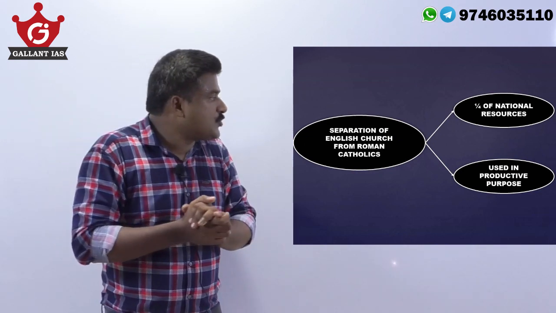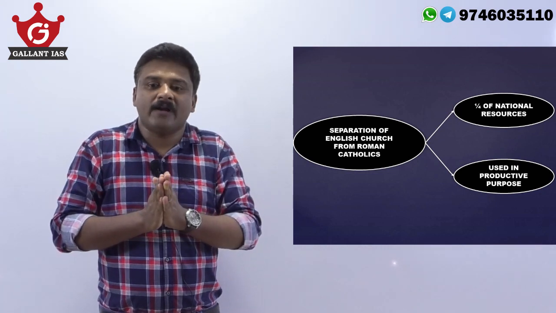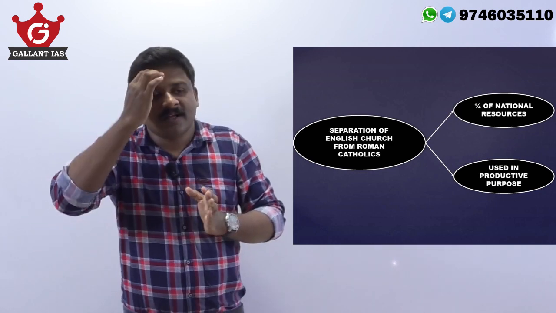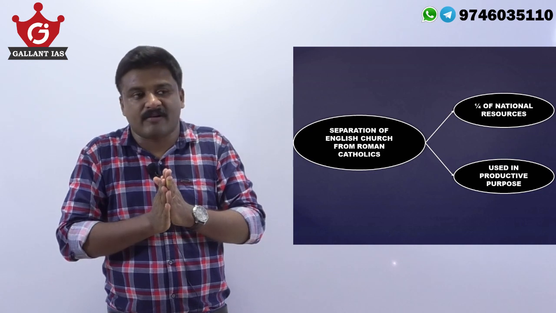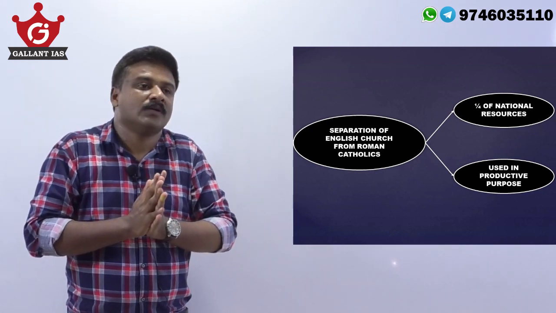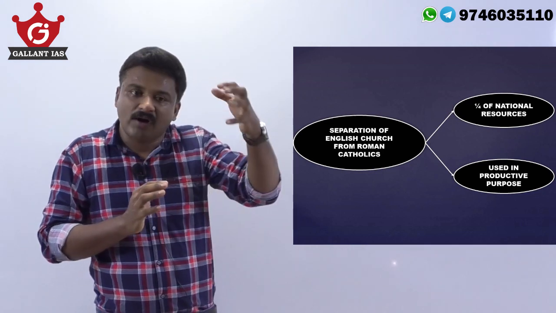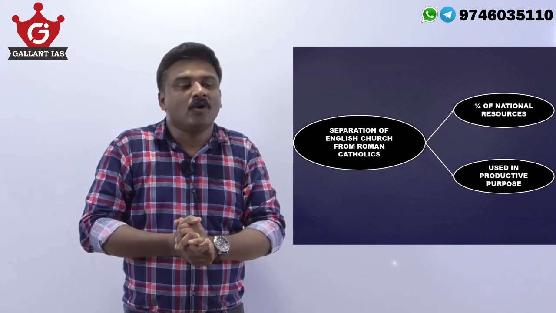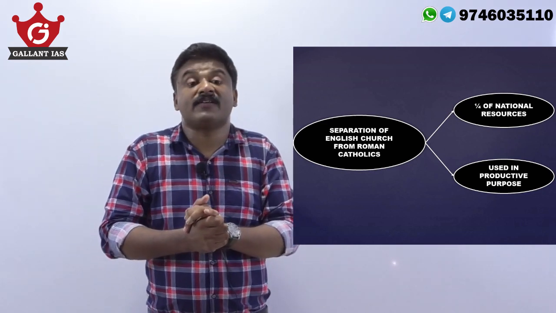Then the separation of the English church from Roman Catholics. The Protestant movement happened here, and Protestantism opposed the dominance of the Roman Catholic Church. Initially, a quarter of the national revenue of England was dominated by the Roman Catholic Church. Now, the separation of the English church from Roman Catholics means that a quarter of the national revenue could be effectively diverted for infrastructural development or productive activities, which further facilitated the first happening of the industrial revolution in England.